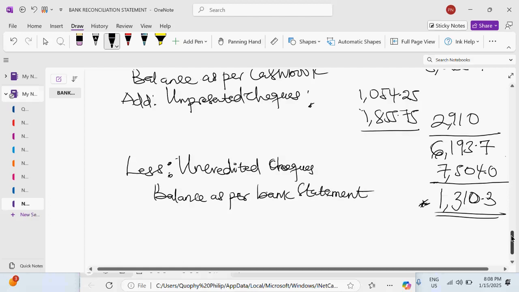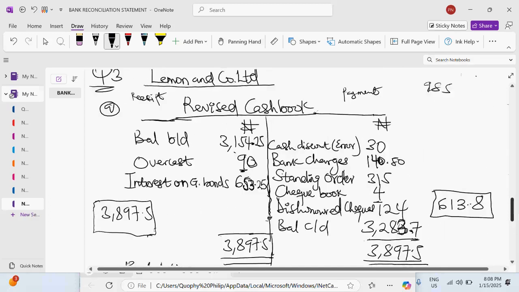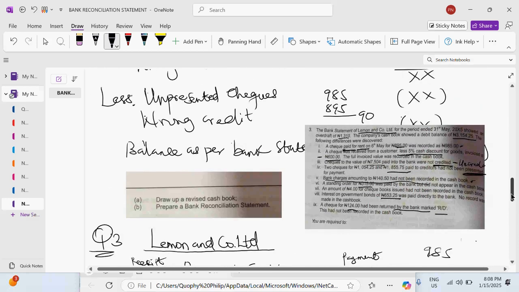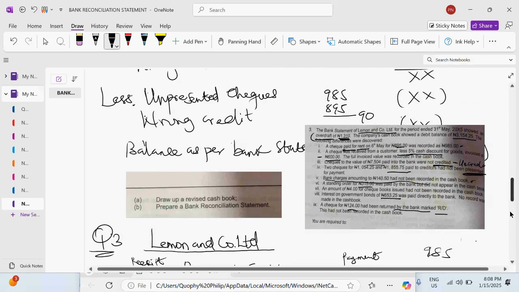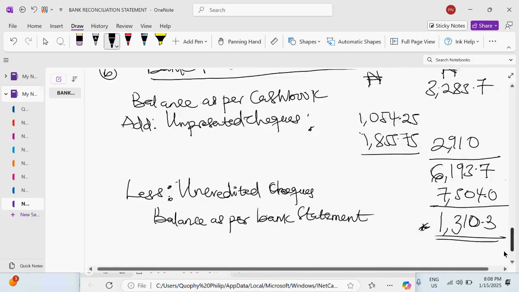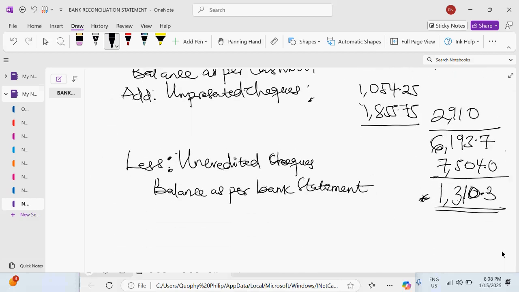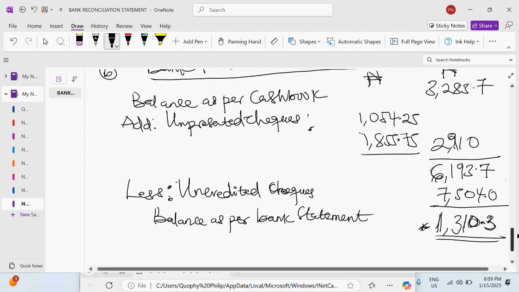This should be the balance from the question. If it is not tallying, let's look at the question. The bank statement of Lemon and Co Limited for the period 31st May 2015 showed an overdraft. It shows a negative balance. Overdraft is a negative balance of 1310. If you round to the whole number, we are getting 1310. We could have decided to round everything to the nearest whole number, so if we leave it like this, you're also correct.